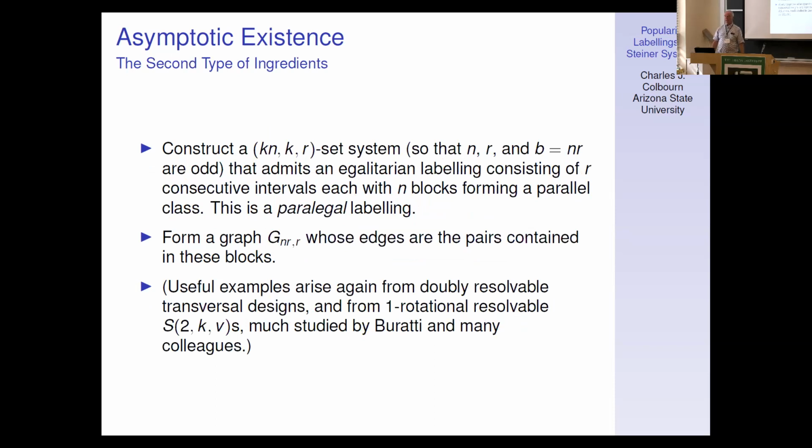Second type of ingredients. Now I'm going to be looking for odd replication number, an odd number of blocks. But now I'm going to ask for a different condition. Again, I want the ingredient to be taken apart in a way that's egalitarian. But I want it to be resolvable. And I want the egalitarian ordering to look like parallel class, parallel class, parallel class, strung out that way. So when I was typing the slides, I had this parallel egalitarian, but somehow I was typing quickly and it became paralegal. So this is now a paralegal labeling.